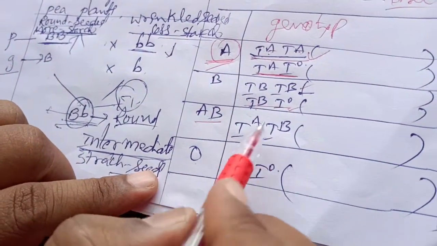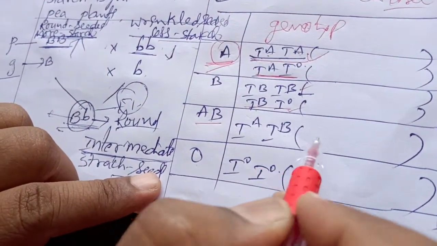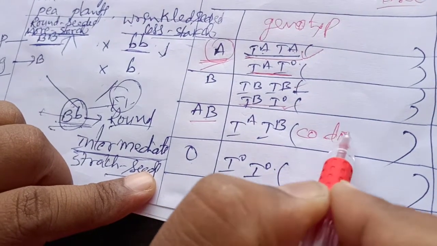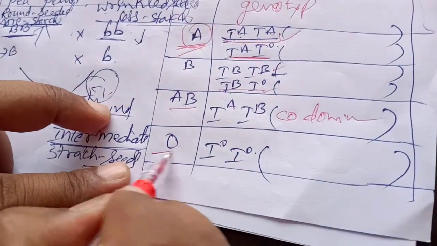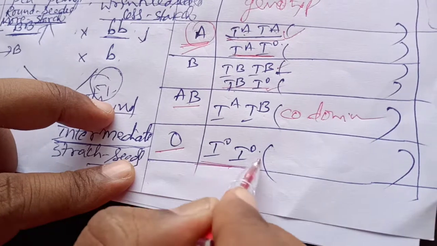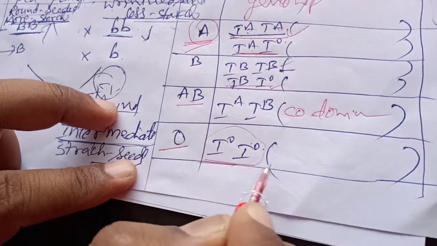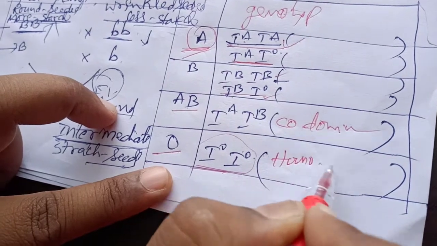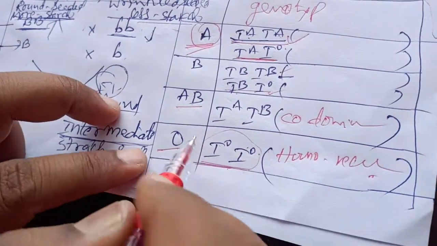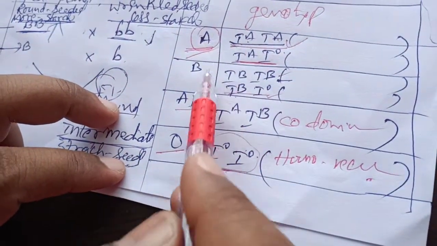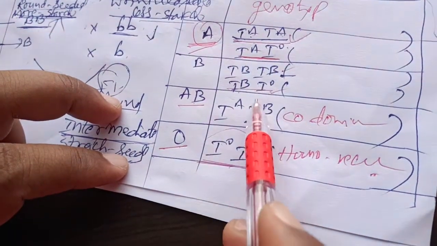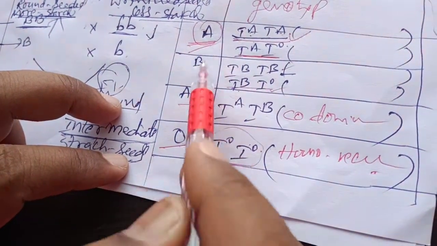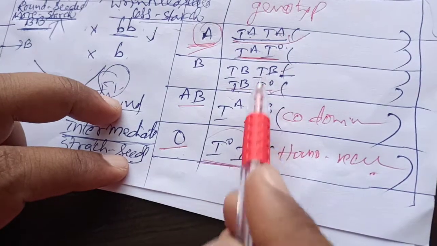And AB is IA IB. This one is codominance. Next, O blood group is IO IO, the homozygous recessive form. Totally there are 6 possibilities in 4 blood groups: 1, 2, 3, 4, 5, 6. Six genotype possibilities.